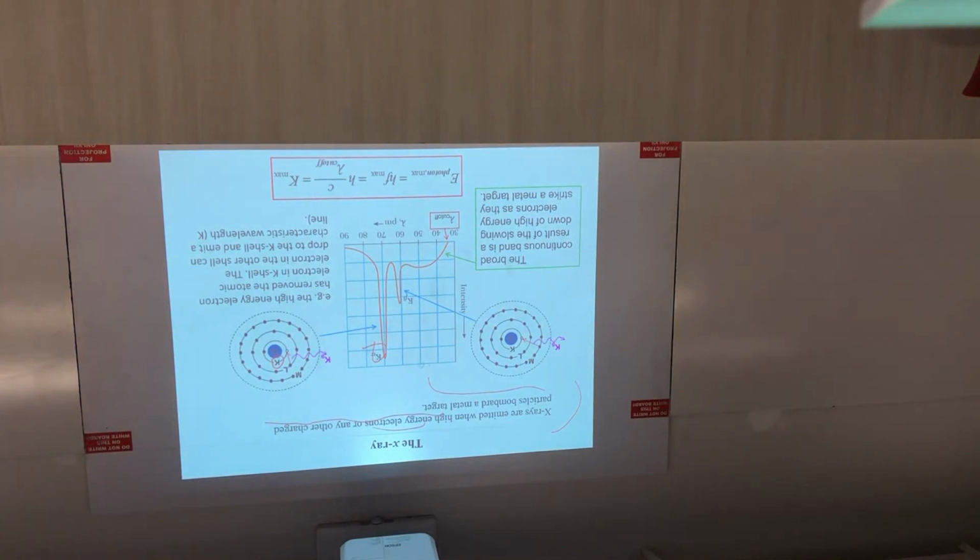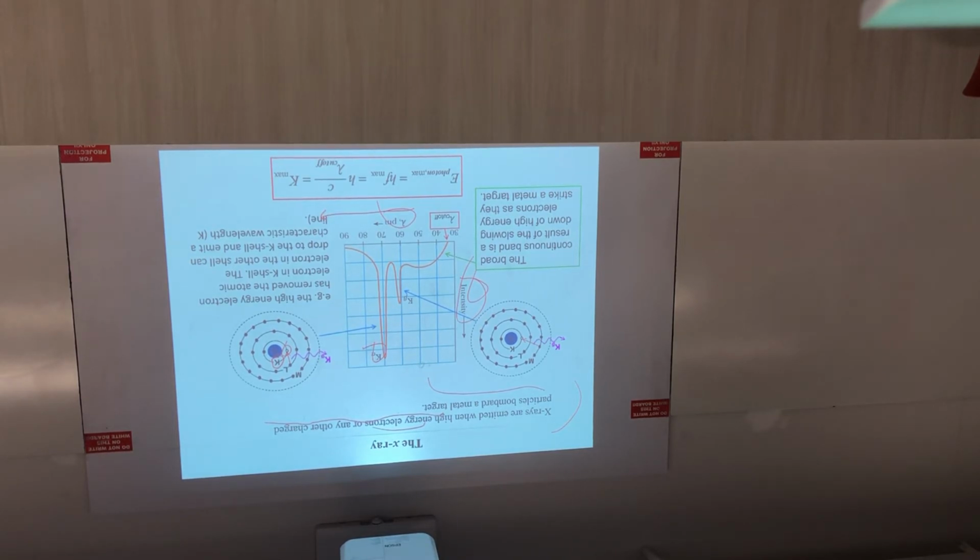Alright, so let's have a look at this diagram. Along this horizontal axis, we have the wavelength, and along this vertical axis, we have the intensity. Let's assume that this electron has a very strong energy. It bombards this metal, and its kinetic energy is strong enough to kick out the electron in the K-shell.